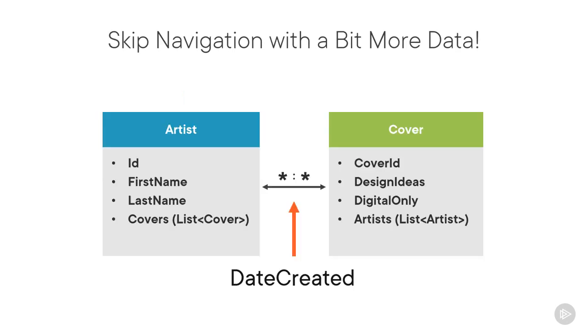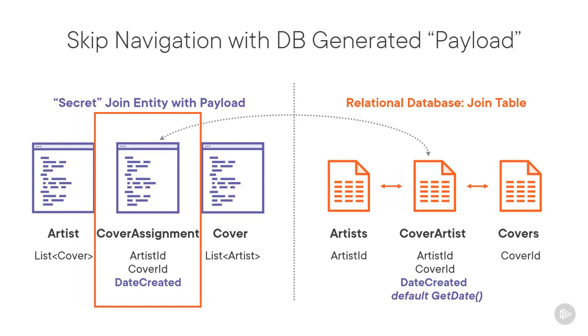One of these mappings extends the skip navigations and lets you have database or DB context-driven data included in the join. This additional data is referred to as a payload. What does that look like? First, you'll create a class to represent the join. And believe it or not, you won't be using this class in your code. Only EF Core will work with the class. This class needs to have the two IDs that reference the other entities. I might name this class Cover Assignment, and within it, I'll have an artist ID and a cover ID property.